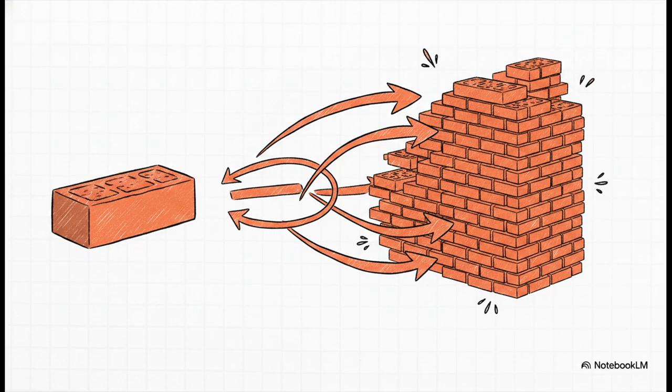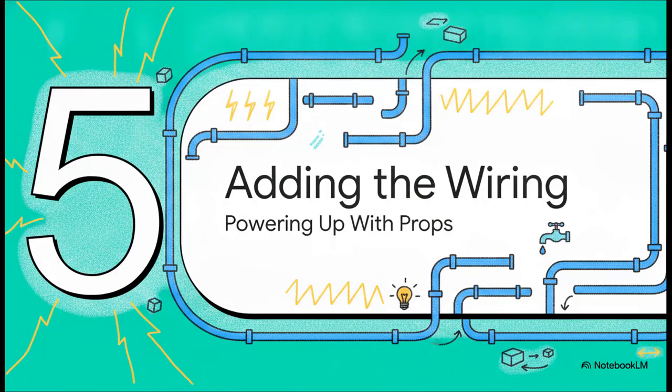Notice how it's just one clean self-closing tag? That concise syntax is super preferred here for readability. And boom, you've just laid your first brick. You can copy and paste that employee tag 100 times now, and React will render 100 employees on the screen instantly. Section 5. Adding the wiring, powering up with props.